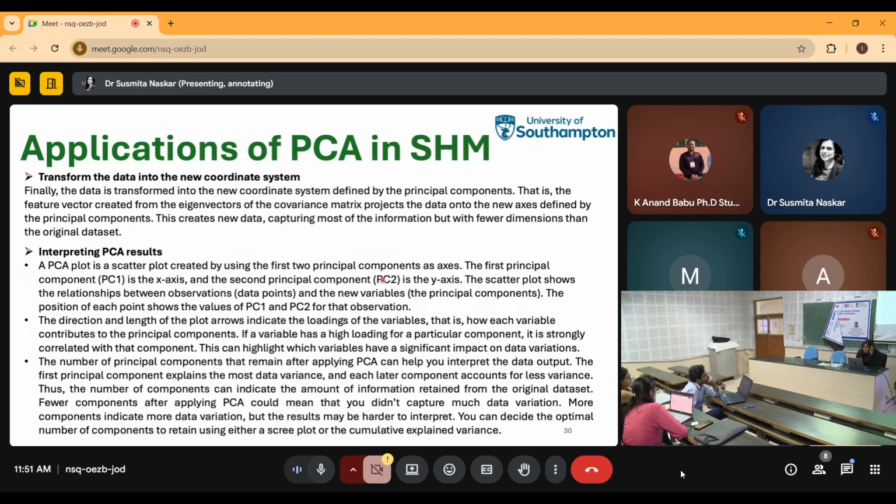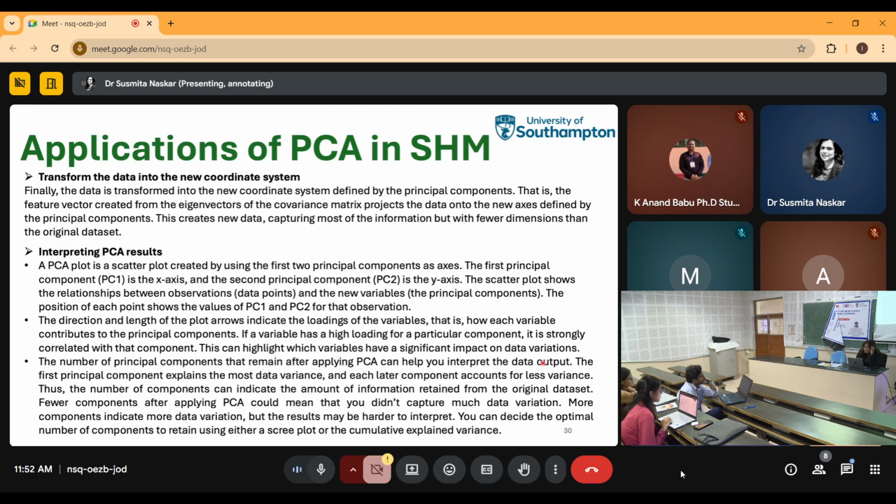And the new variables are the principal components. The position of each of these points shows the values of PC1 and PC2 for the observation. That's how we generally do that. And the direction and the length of the arrows indicate the loading variables, okay? That is how each variable contributes to the principal component. Similarly, the number of principal components that remain after applying PCA can also help us to interpret the data output, okay?